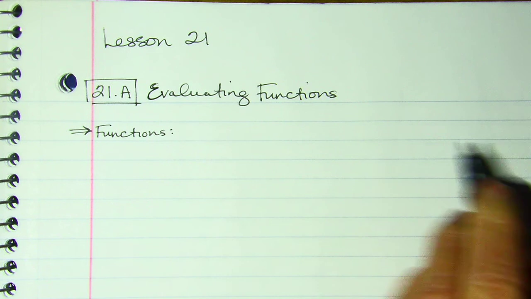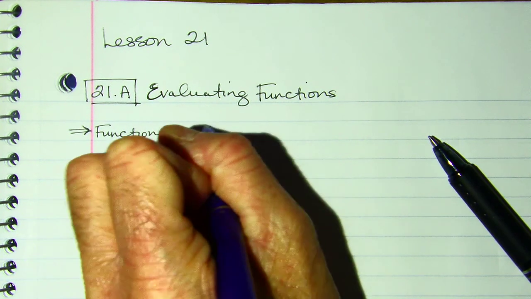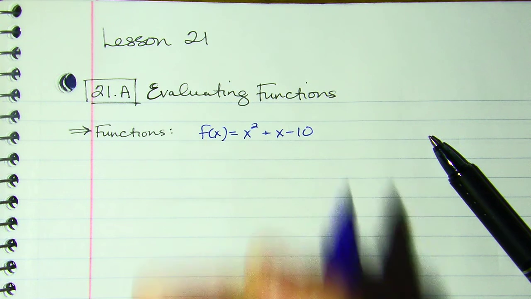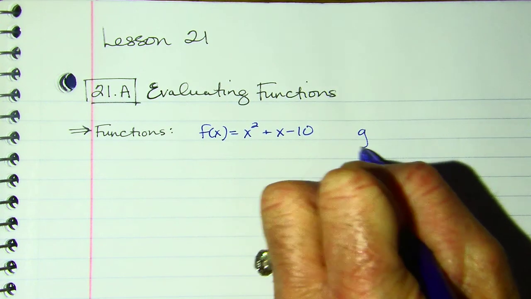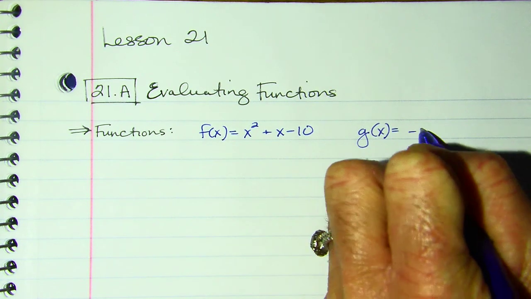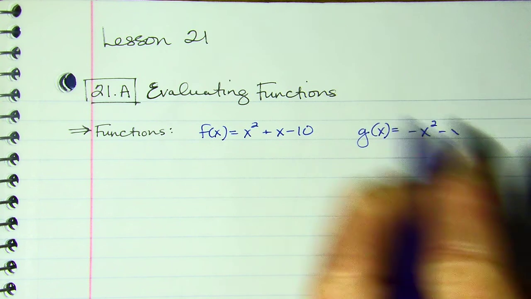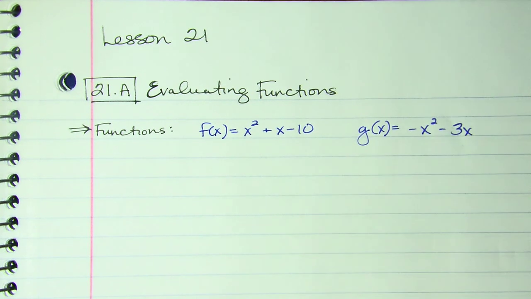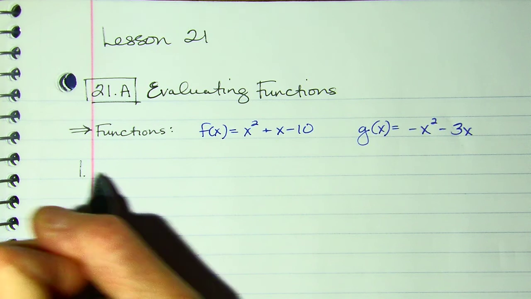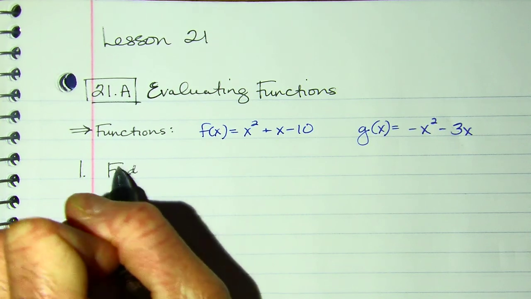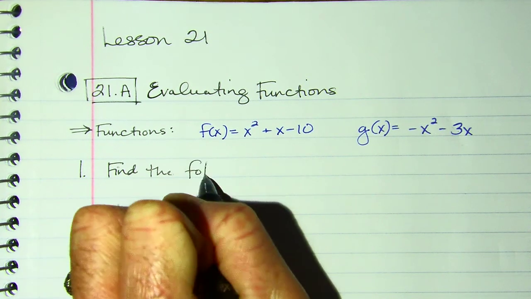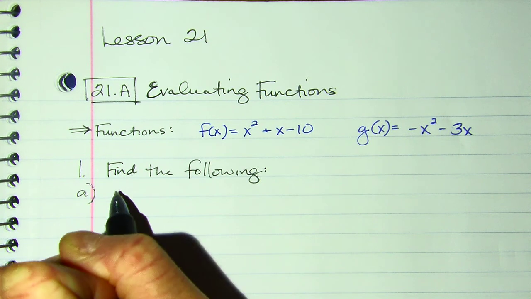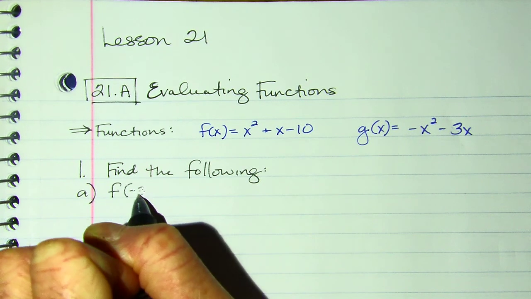So our functions are the function f of x, which is x squared plus x minus 10, and the function g of x, which is negative x squared minus 3x. So example number 1, find the following. We're going to do several parts. So part A, what is f at negative 3?